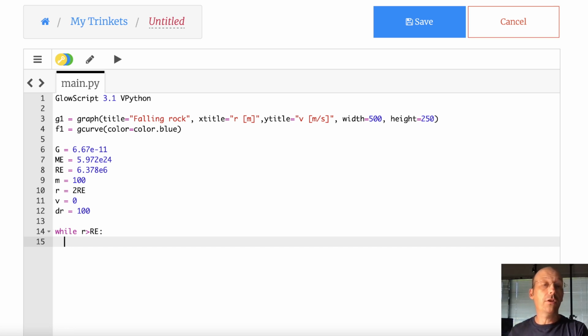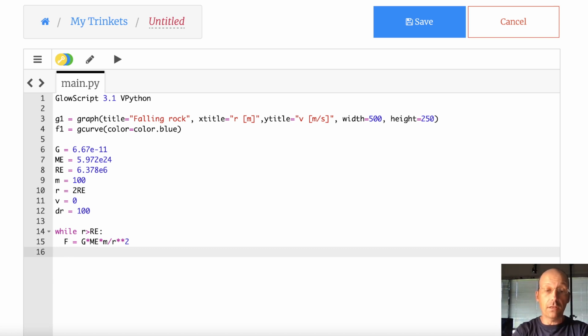And now the first thing I want to do is to calculate the gravitational force. I'm just going to calculate the magnitude of the force. So I'm going to say F, let's just call it F. It's G times ME times M divided by R squared. And if you're not familiar, in Python, squared is star star, not hat. Okay, so now I have that.